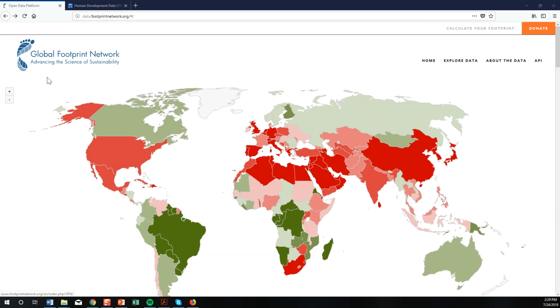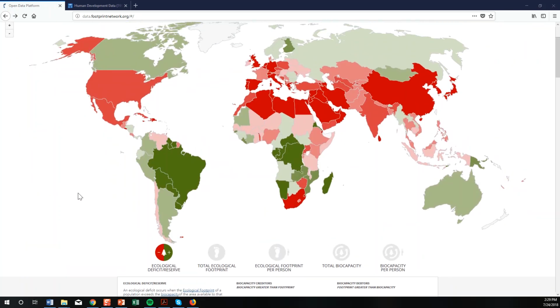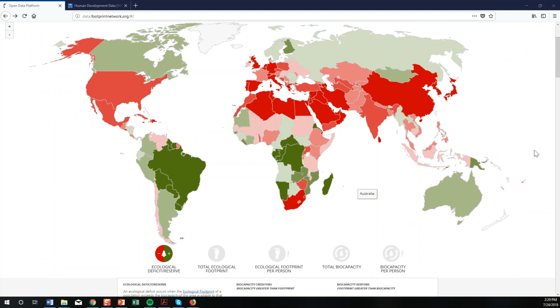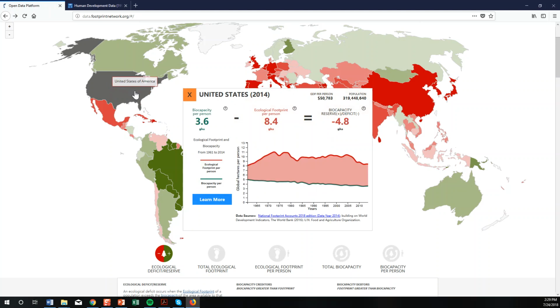But this first is the Global Footprint Network global map. And so it has all the countries of the world. And there are a couple different tabs at the bottom here. But what you can get when you click on any country, and I'm going to show the United States. You may not use the United States as an example in your assignment, which I will make a note of in your assignment.